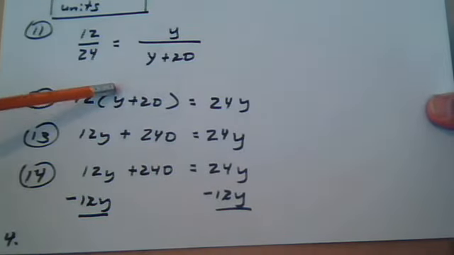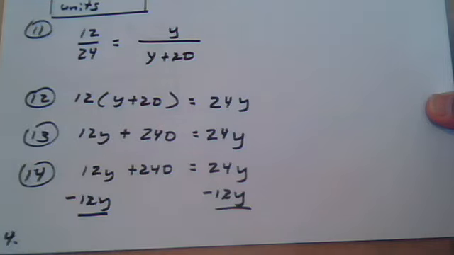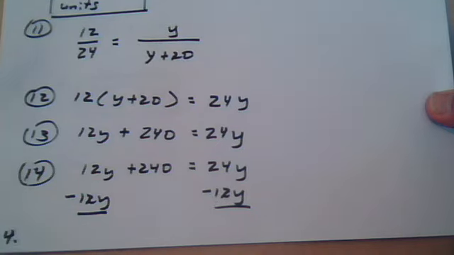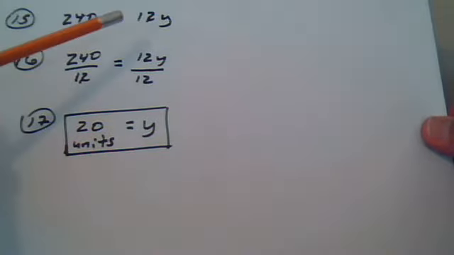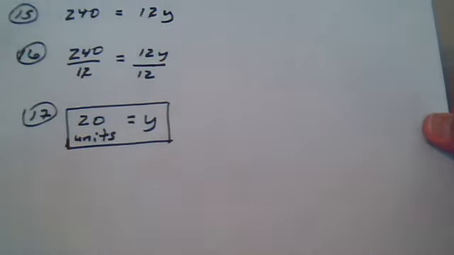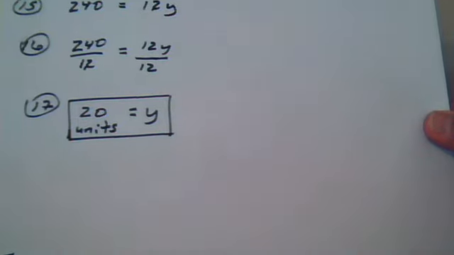We're going to go ahead and distribute the 12. Collect like terms, so I move the 12y over to the other side by subtracting. So I collect and combine. Now I solve for the y by dividing both sides by 12, and y is 20 units.